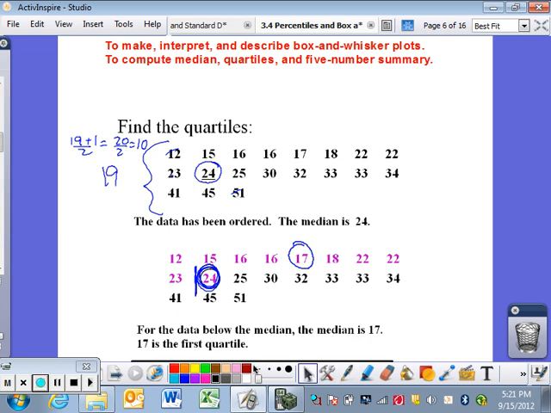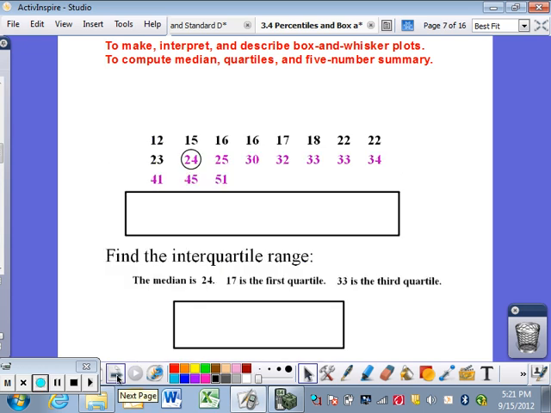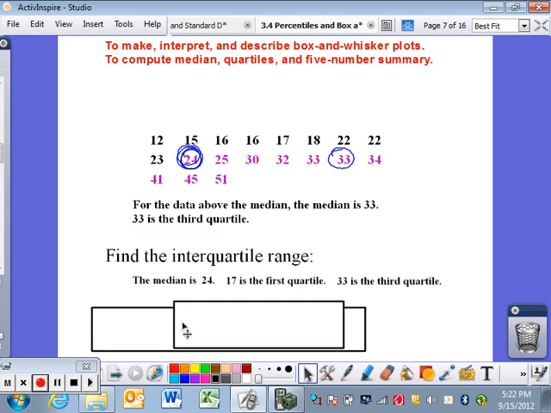So for the data below the median, 17 becomes your first quartile. To find the third quartile, it's the same idea. Do not use the median. That's already established. So I use a circle there, and I only look at the numbers above it. Same concept. I should have 9 there as well, and then it should be the 5th number. So 33 is your third quartile.